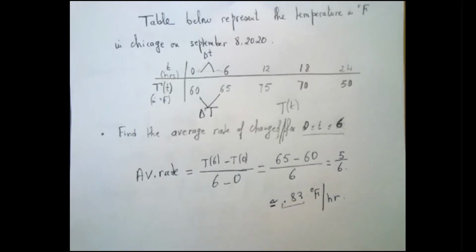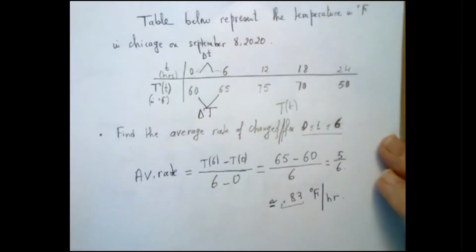When you talk about speed, you always say, okay, I'm driving 60 miles per hour. Average rate is a speed. It's how fast the temperature is changing between 0 and 6. It's changing on average 0.83 degrees per hour. That's really the meaning of average rate, how fast things are changing.